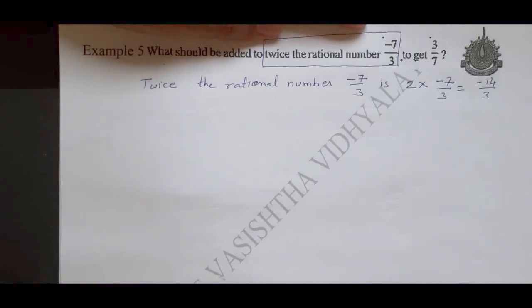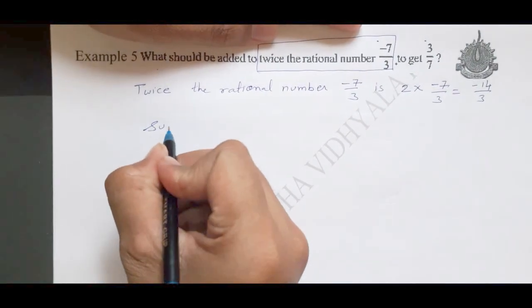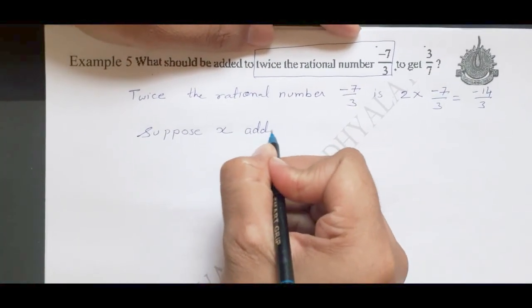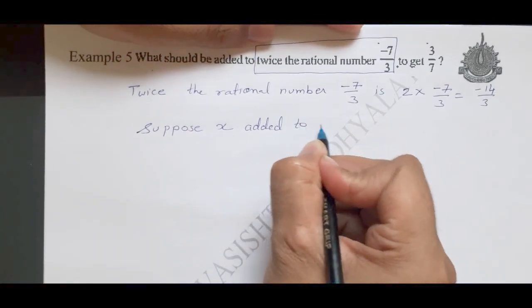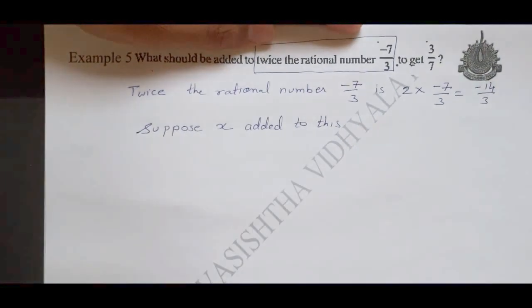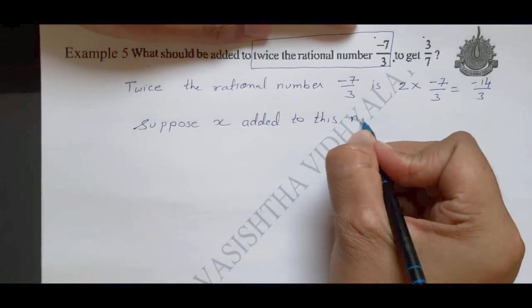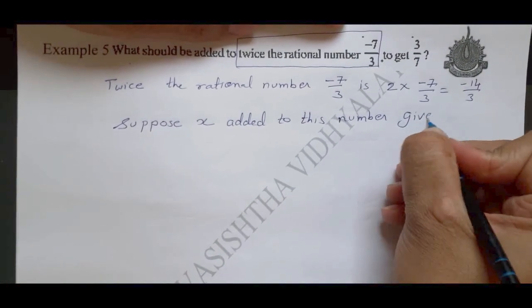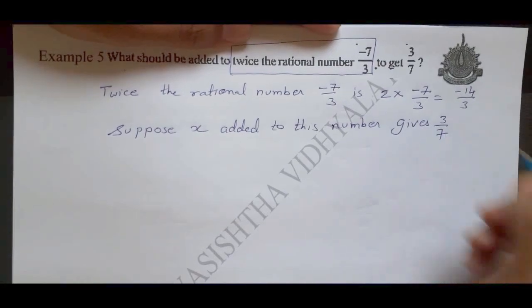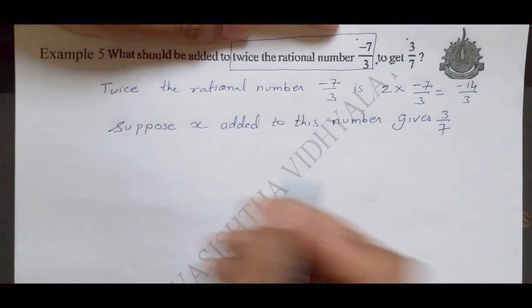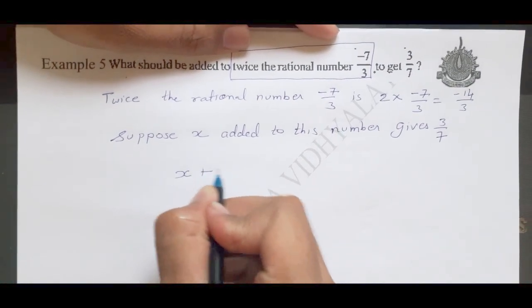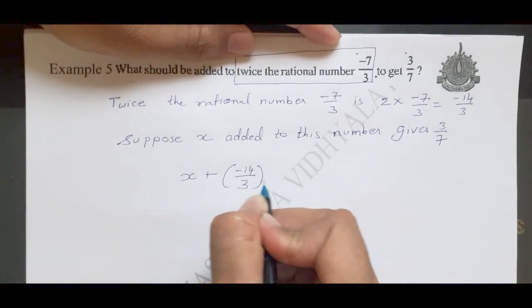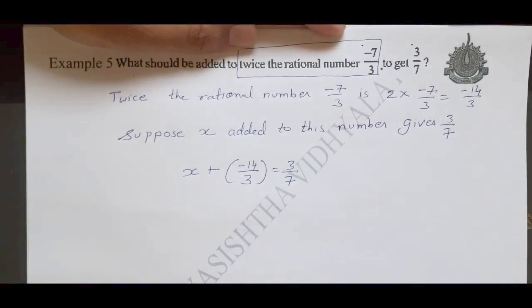Now suppose x is added to this number, suppose x added to this number gives 3 by 7. So how are we going to write the equation for this? x plus minus 14 by 3 equal to 3 by 7.